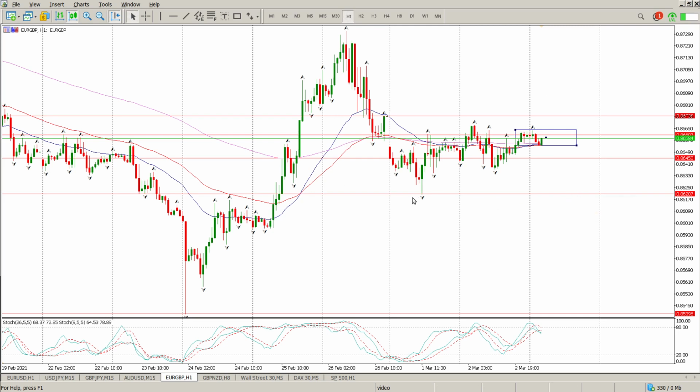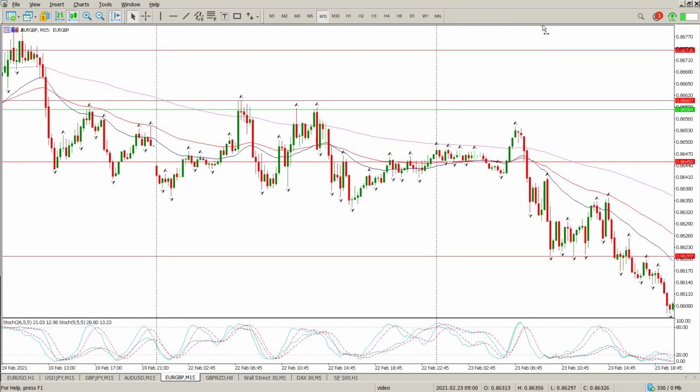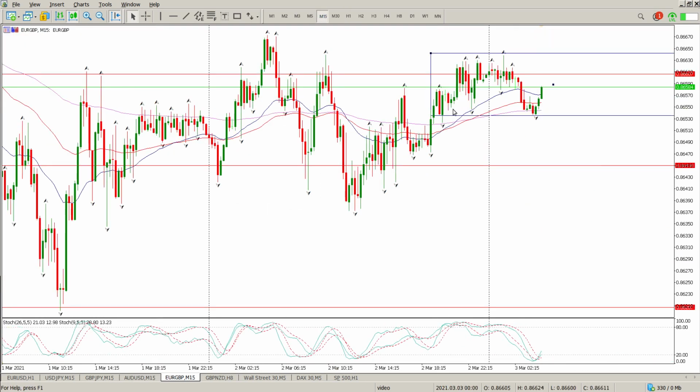Okay, so that's kind of the structure we see at the moment, but this is going to be on lower time frames. Don't even bother trying to do this on the hour. You can see on the 15-minute how chaotic it was yesterday. So I think that's pretty much going to continue.